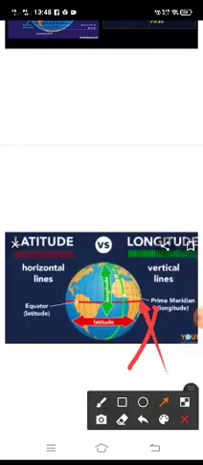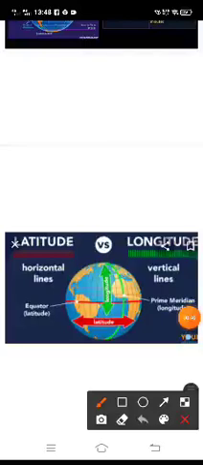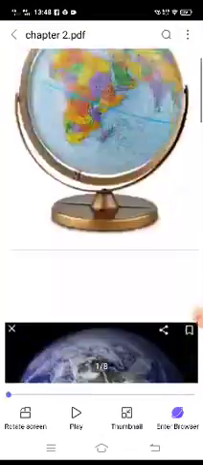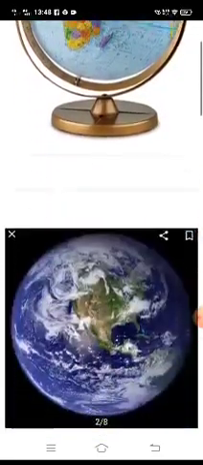The parallel lines mean the lines which are drawn horizontally. These are the imaginary lines which are drawn horizontally on a globe to locate the proper locations of the world, and these are the vertical lines. The vertical lines are called the meridians, or another term for this is latitude and longitude.